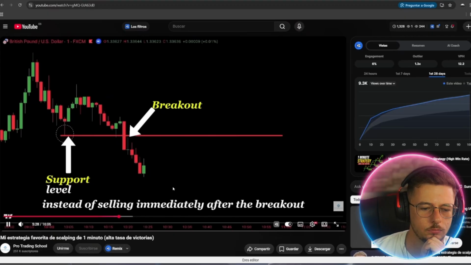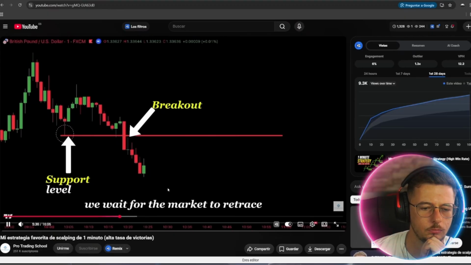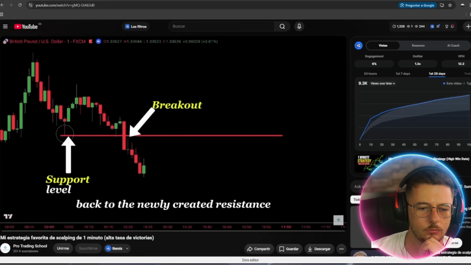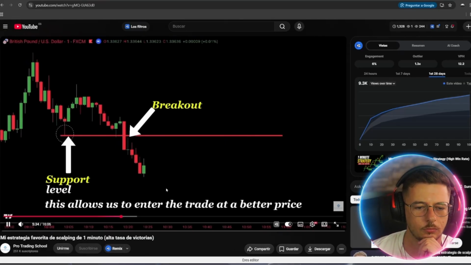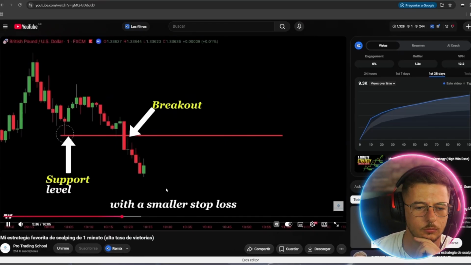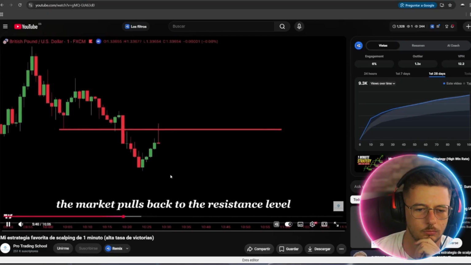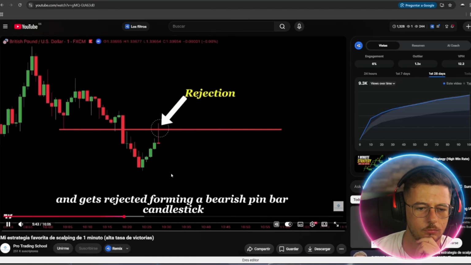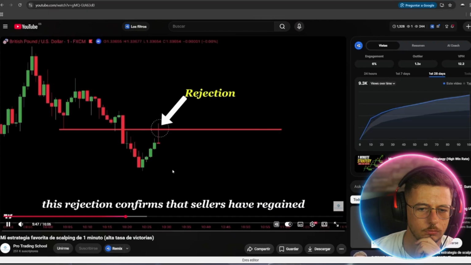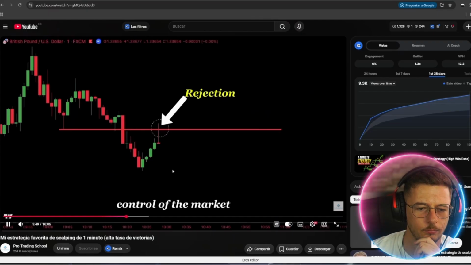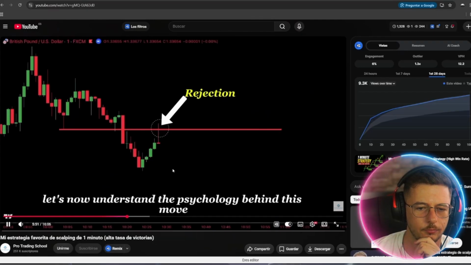Instead of selling immediately after the breakout, we wait for the market to retrace back to the newly created resistance. This allows us to enter the trade at a better price with a smaller stop loss. As you can see, the market pulls back to the resistance level and gets rejected, forming a bearish pin bar candlestick. This rejection confirms that sellers have regained control of the market. Let's now understand the psychology behind this move.